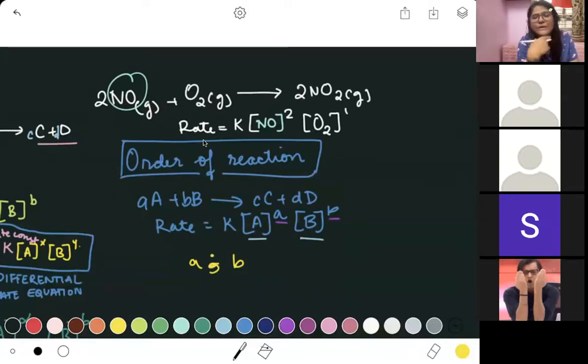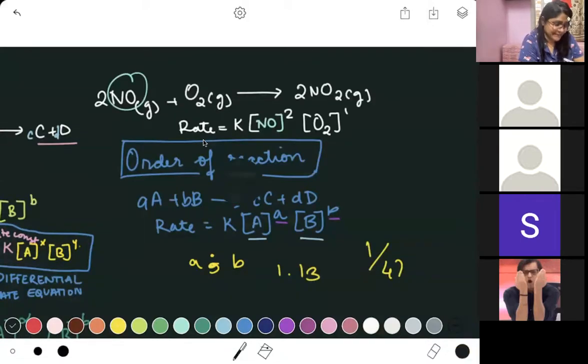Now what I'm going to do is take the sum of the powers of the concentration of the reactants in the rate law expression, and this is going to give me the order of my reaction. The order of reaction can be 0, 1, 2, 3. It can be fractions. It can be something like 1.133. It can be 1 divided by 47. Whatever the sum comes to, the sum is. This is a very, very important point for us to remember.